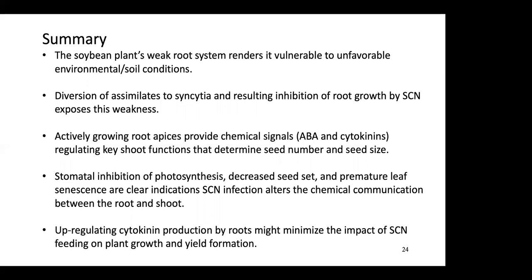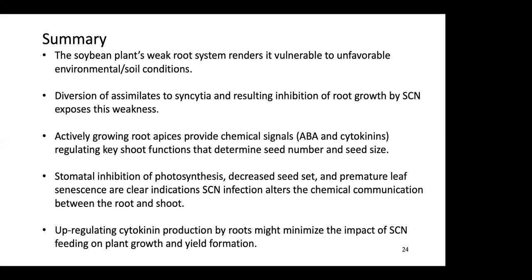then that becomes even worse. So when syncytia form and they divert assimilates, they decrease root growth and the development of those apices, they just expose that weakness to a greater extent. So they make a difficult situation that much worse. We know those root apices are really important sources of signals to the shoot, basically telling it to continue to grow rapidly, slow down in growth, or stop growing. Those signals are dominant.